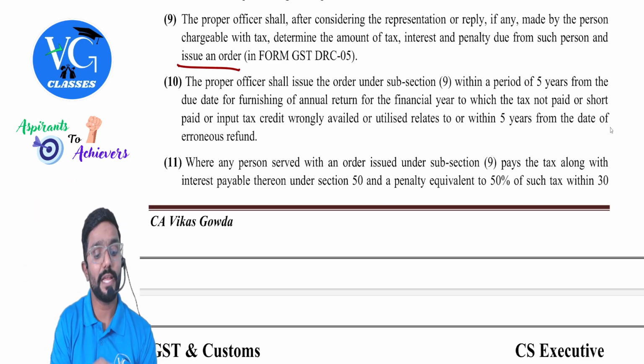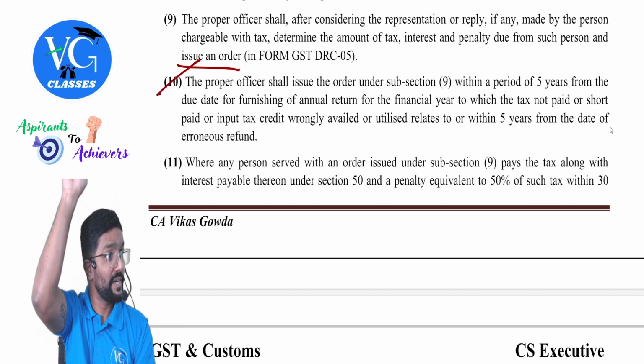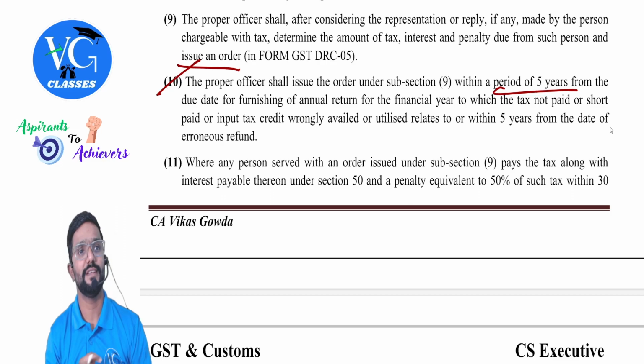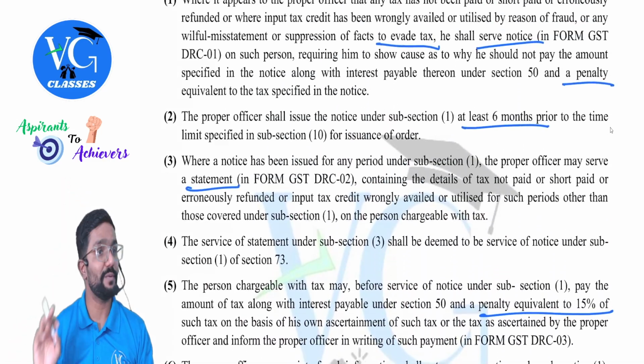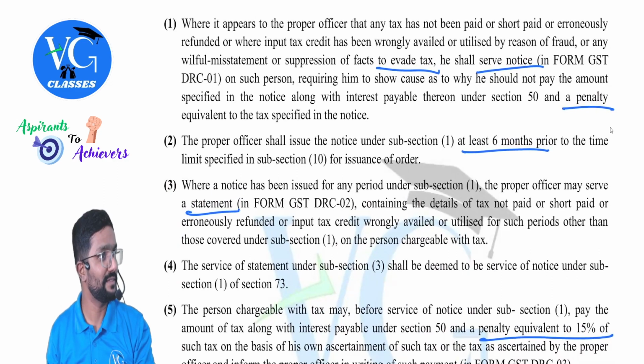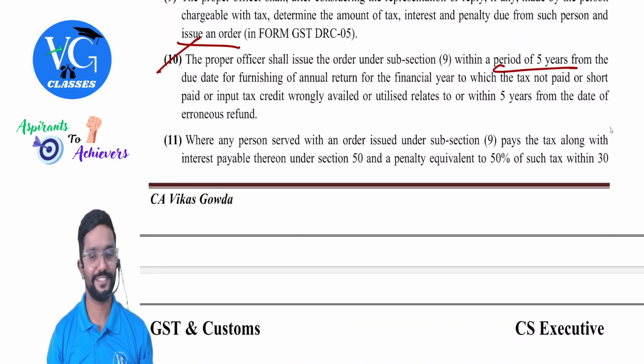Okay. But what is the time limit to pass the order? Different here. There it was 3 years, right? 3 years from the due date. But here it is 5 years. See, for notice it was actually 3 months, 6 months. But here 3 years didn't become 6 years. Please be careful. 5 years.